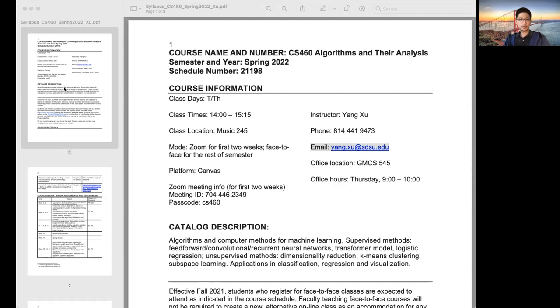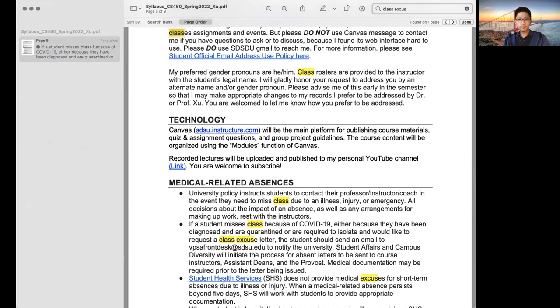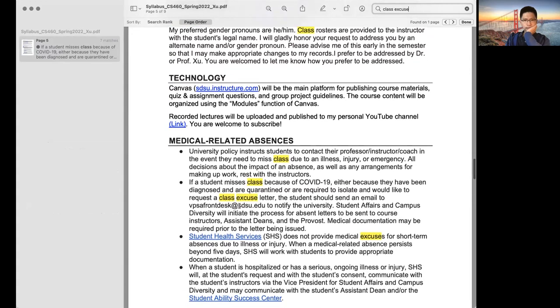Class excuse letter. If you missed class because of COVID-19, you should let me know, first by sending an email to this email address, and get the class excuse letter.